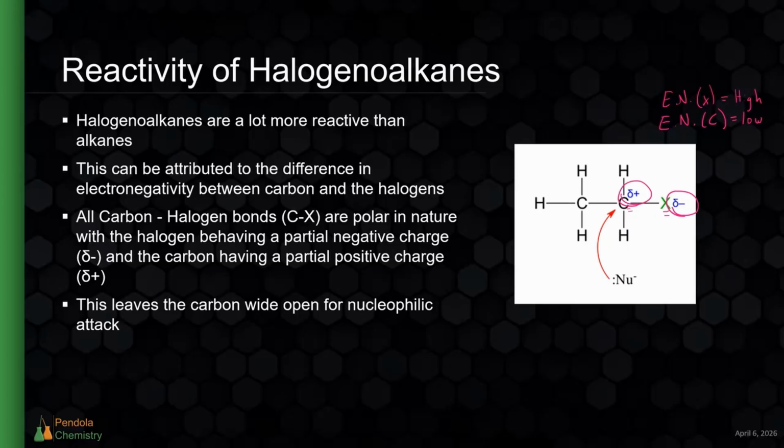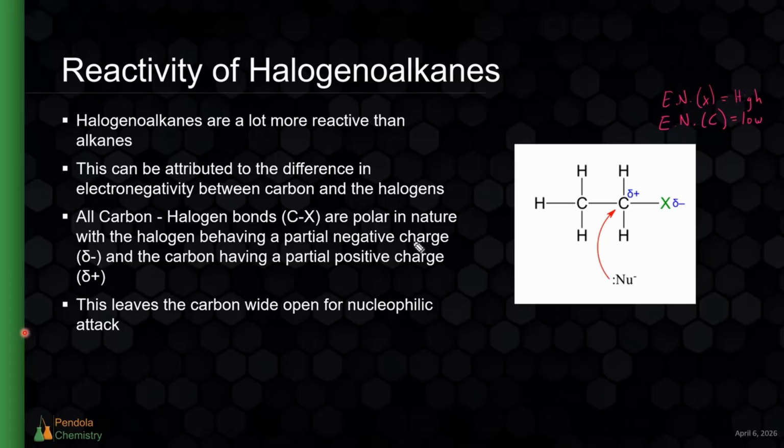The polar nature of the carbon-halogen bond makes it very attractive to nucleophiles. Actually, we're just going to stick with nucleophiles right now, although there are some electrophilic reactions. But it makes it really reactive, really attractive to nucleophiles. It leaves the carbon wide open for nucleophilic attack.